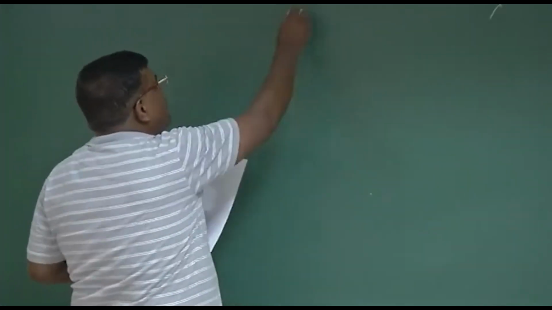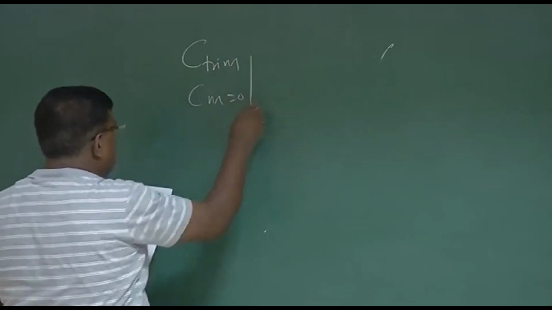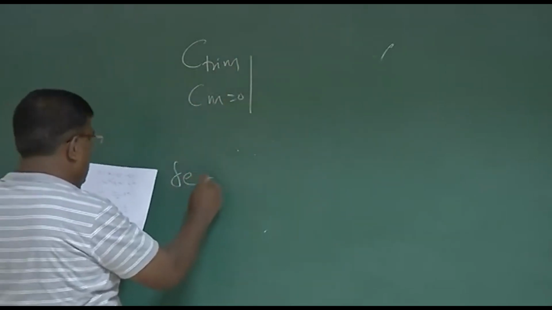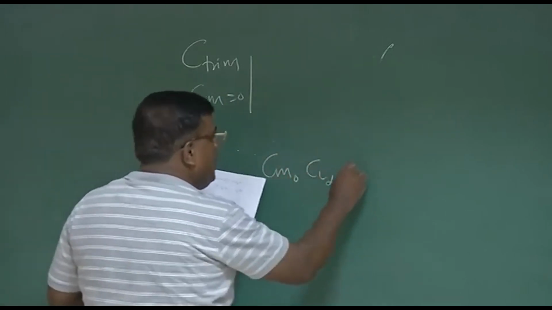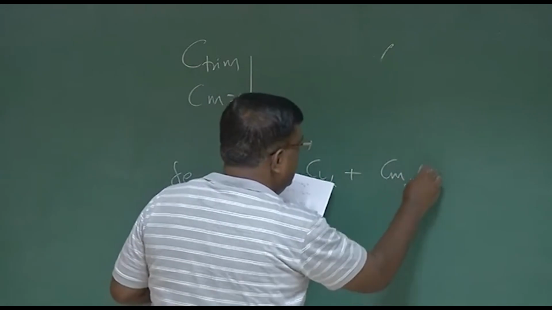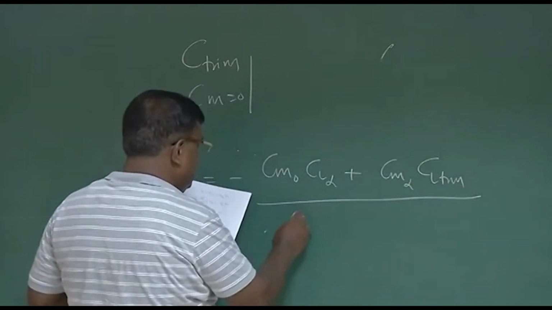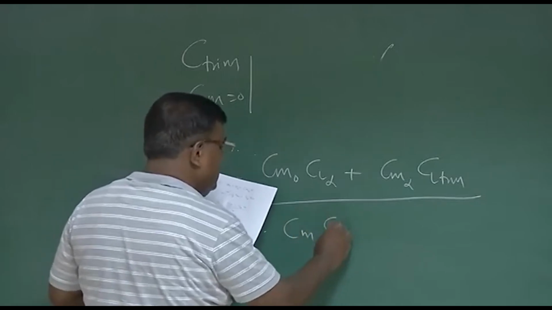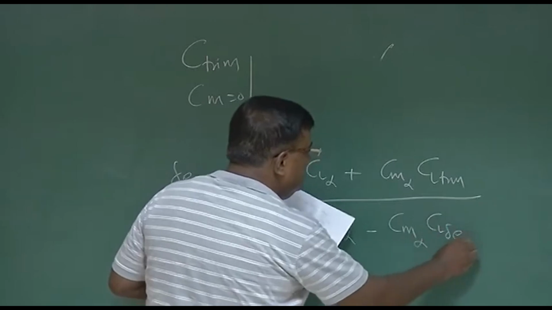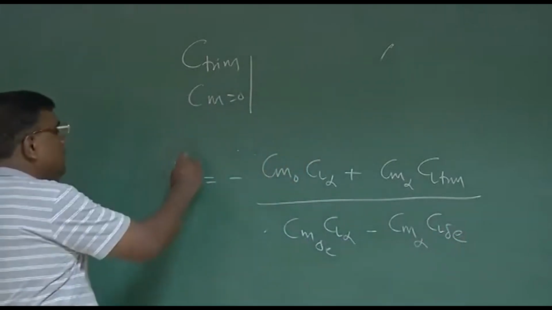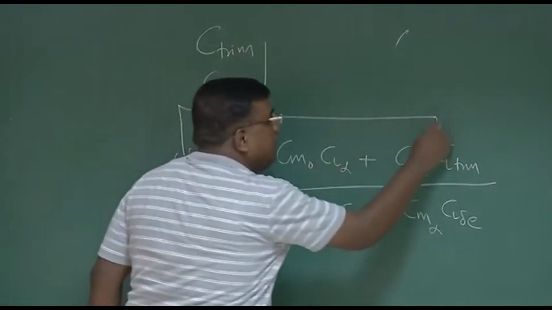So using this CL trim equation and Cm equal to 0, I can write delta E equal to minus Cm naught CL alpha plus Cm alpha CL trim, divided by Cm delta E CL alpha minus Cm alpha CL delta E. Okay, this is what? Don't forget, this is delta E required for a particular CL trim.